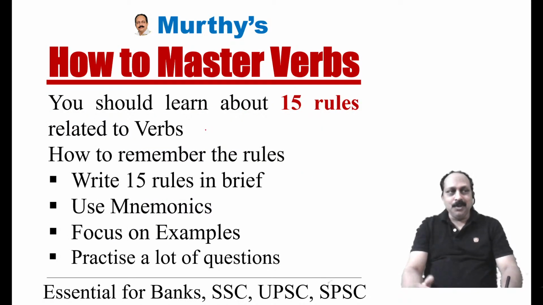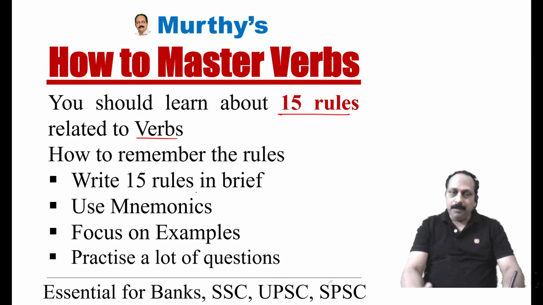How many rules do you have to learn when it comes to verbs? You should learn about 15 rules related to verbs and how to remember. Always, what matters here, you have to learn, you have to remember, and you have to consolidate. While taking the exam, within no time, you should be able to recollect. How fast you can recollect, that matters. Actually, it matters.